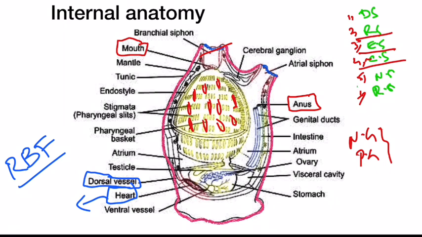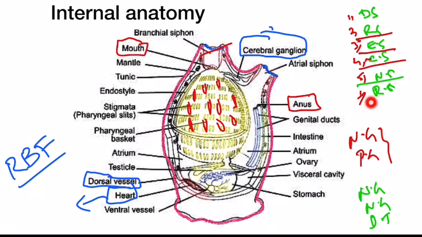Next, the nervous system. The nervous system consists of three parts. They are the neural gland, the nerve ganglion, and the dorsal tubercle. This nerve ganglion is also called the cerebral ganglion, which we can observe here. This cerebral ganglion is present between the branchial siphon and the atrial siphon. This cerebral ganglion is also called the brain. So this is how the nervous system is present in the adult Herdmania.